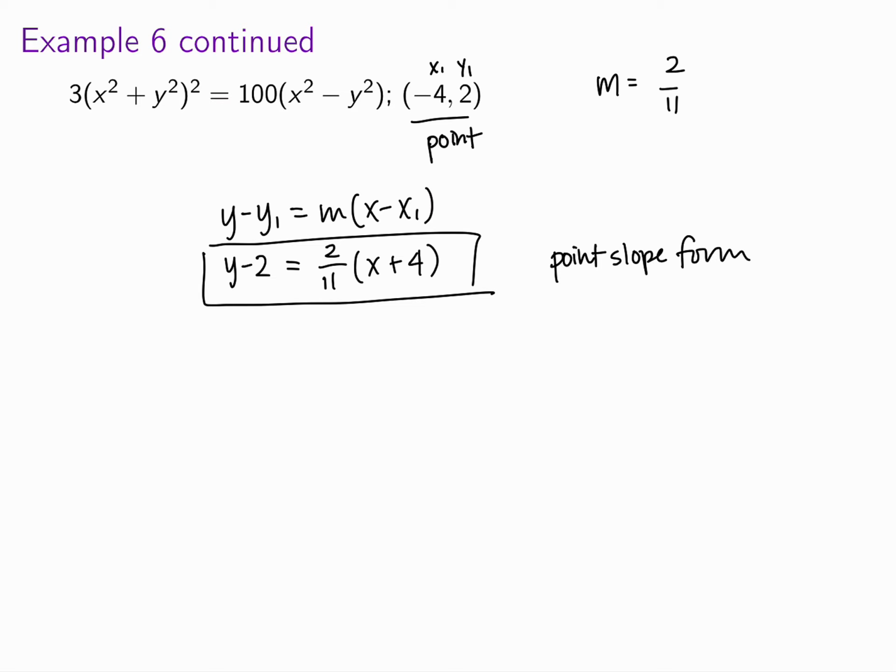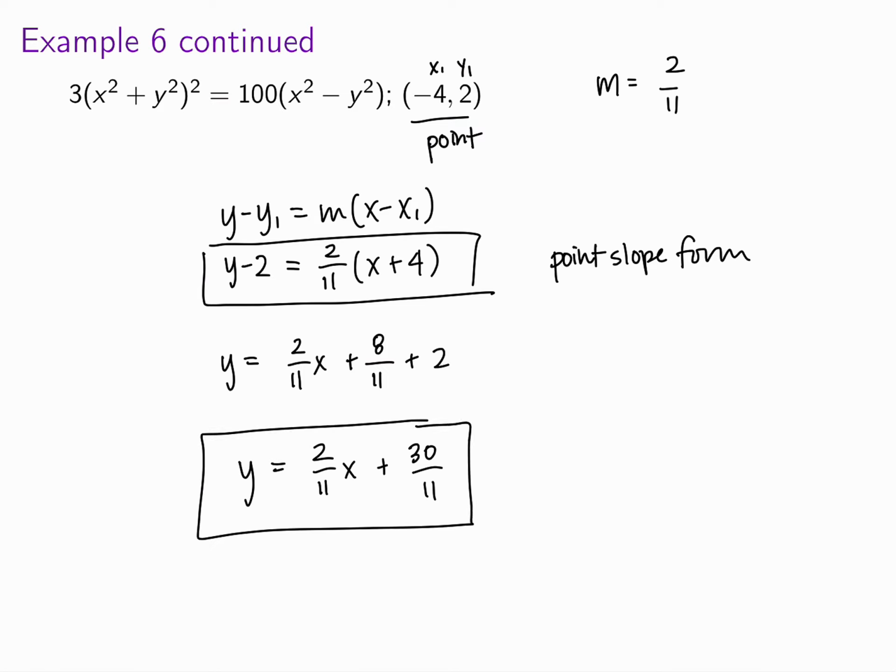But you also can rearrange and get it in slope intercept if you decide to do that. It'll be what? y equals 2/11 x plus 8/11. Then I'll add that 2 to both sides. So 2/11 x plus 8/11 plus 2, that'll be 30/11 when you clean that up. And this would be my slope intercept form. Either of these is acceptable, just kind of depends on what you're doing. Maybe if you're asked a specific one. But those are both fine equations of that tangent line.